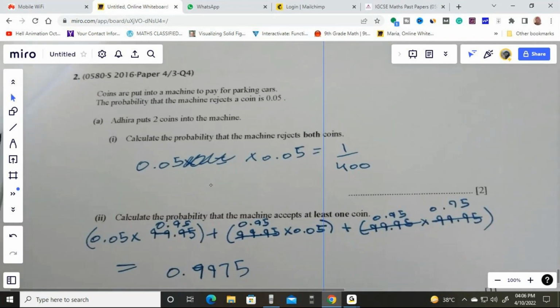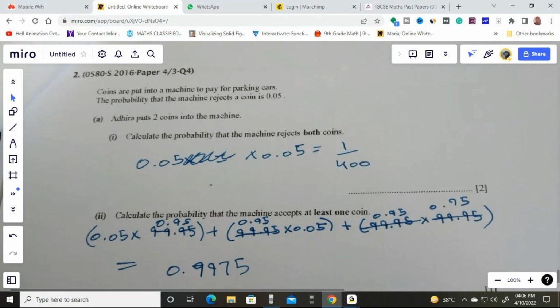Coins are placed into a machine to pay for parking cars. The probability that the machine rejects a coin is 0.05. Adhira puts 2 coins into the machine. Calculate the probability that the machine rejects both coins. You simply multiply the first probability of the rejection of the coin.